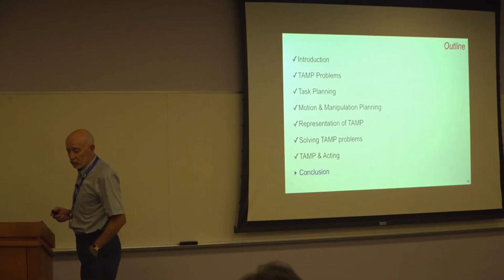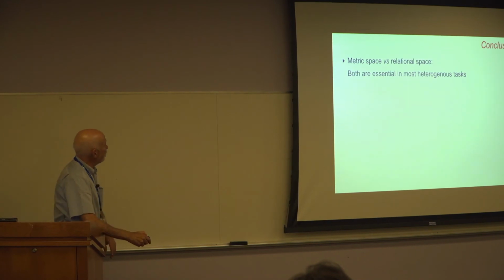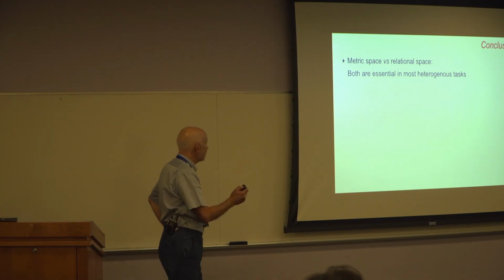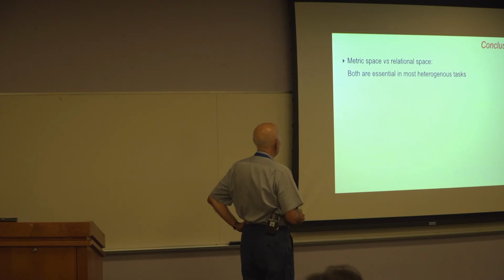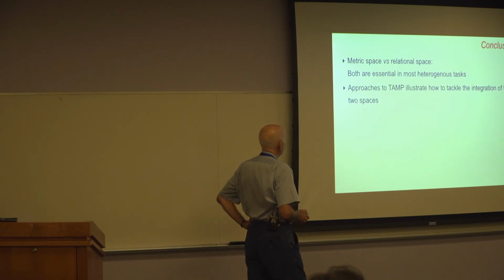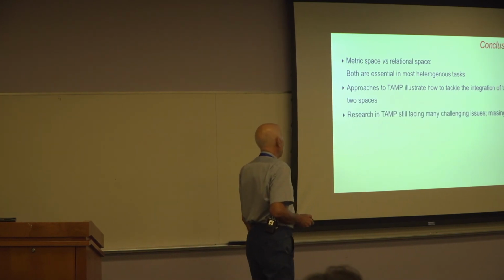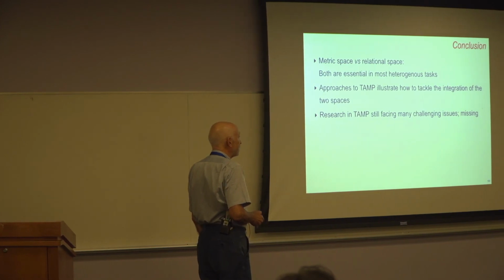So my conclusion. Metric versus relational space is the basic difference between motion planning, which is metric, and task planning, which is only relational. Both are essential in most heterogeneous tasks. Approaches to TAMP illustrate how to tackle this integration of 2 spaces. The research in TAMP is still facing many challenging issues.